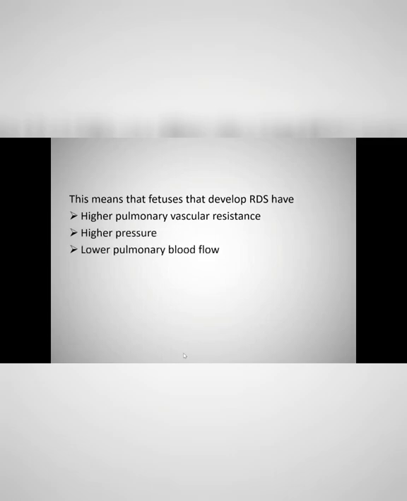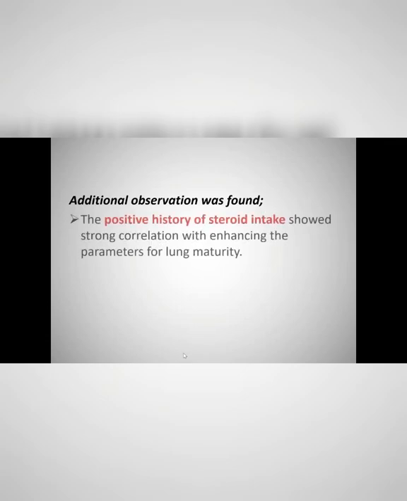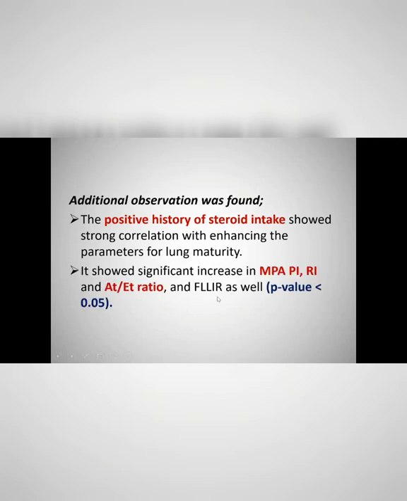This means that fetuses that develop respiratory distress syndrome have higher pulmonary vascular resistance, higher pressure, and low pulmonary blood flow when compared with fetuses that do not have respiratory distress syndrome. And she has another observation in this research: we found that those who take steroids show enhanced maturity of the lung, and many of them do not develop respiratory distress syndrome.